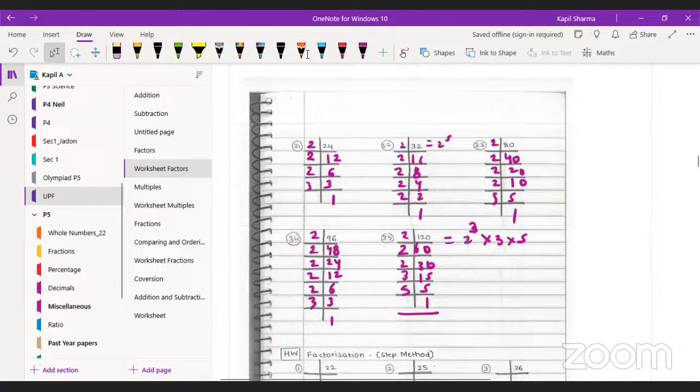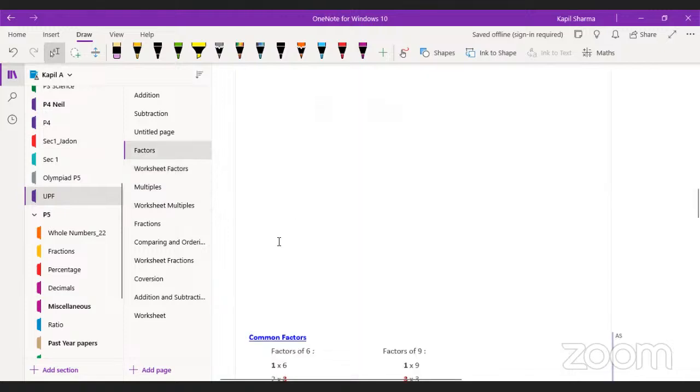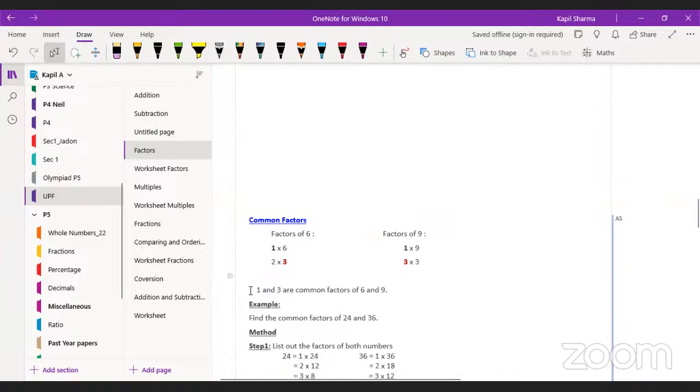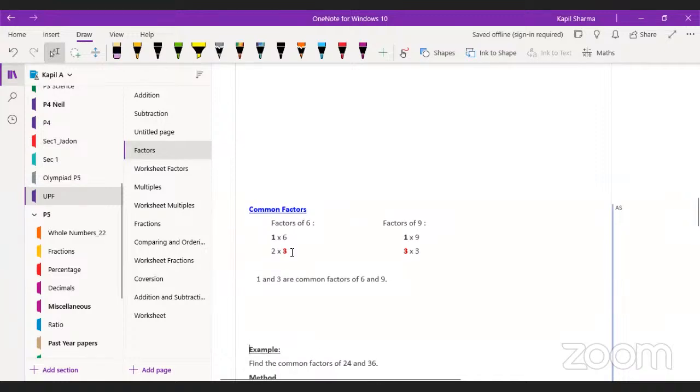Fine. Now let's move to the common factors. So let's say we have two numbers and we need to find their common factors. Okay, as the name suggests, we are looking at the factors which are same. Okay. So let's quickly look at an example. Okay, first of all, a simple example.